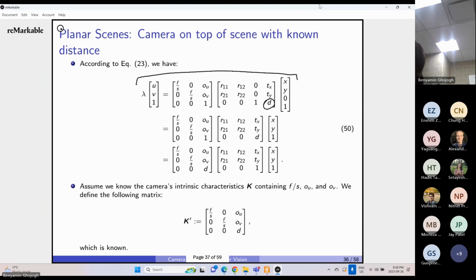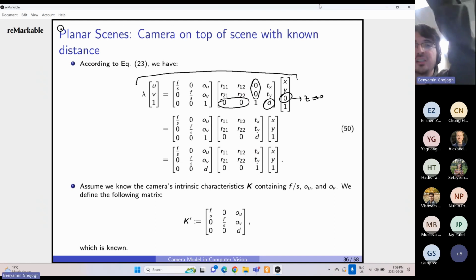Also, let me think. Z of the scene, so this is the scene, right? Its Z is 0 because it's on the XY plane. Okay. Then let's see what happens. Okay, I can simplify this further. How? By the way, these also become 0. These R's. Why? Because my scene is now in 2D. It's on a plane. It's not a 3D scene, right? Therefore, these become 0, and I am only on the XY plane. Therefore, the Z part becomes 0.